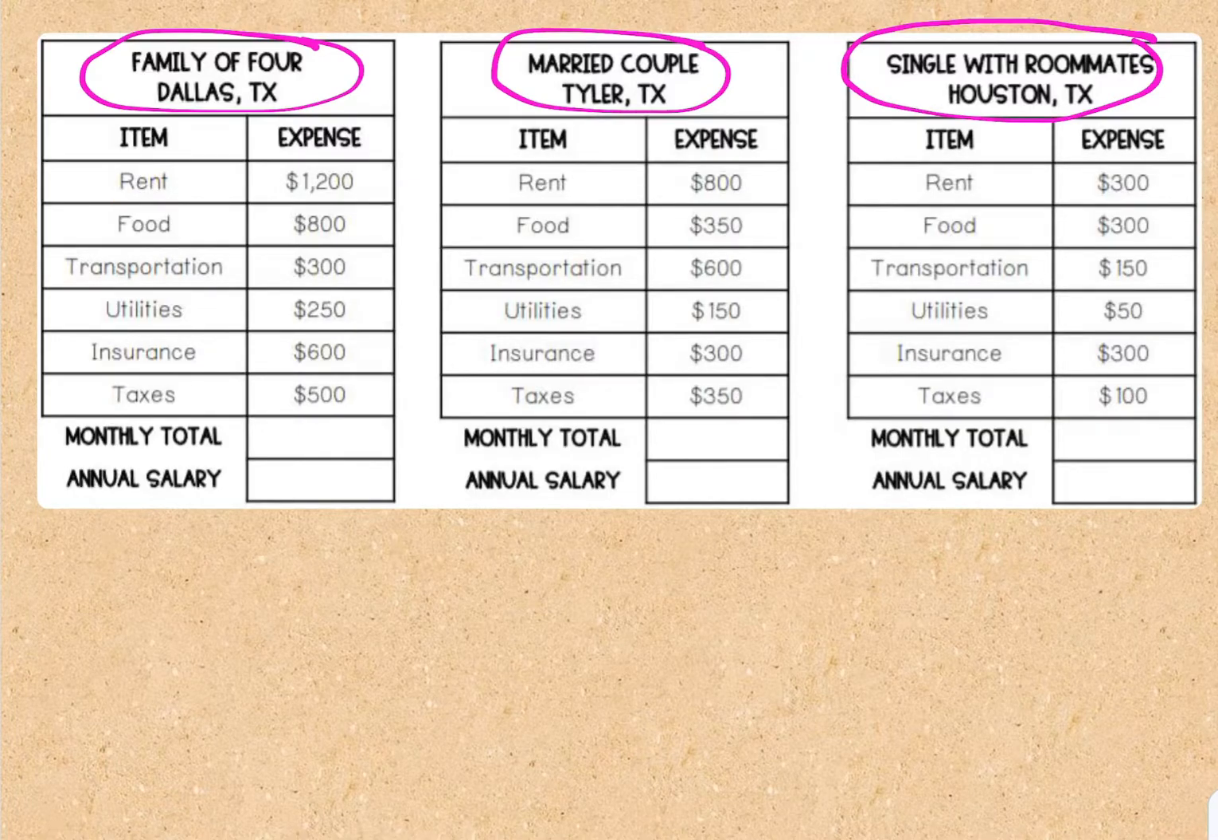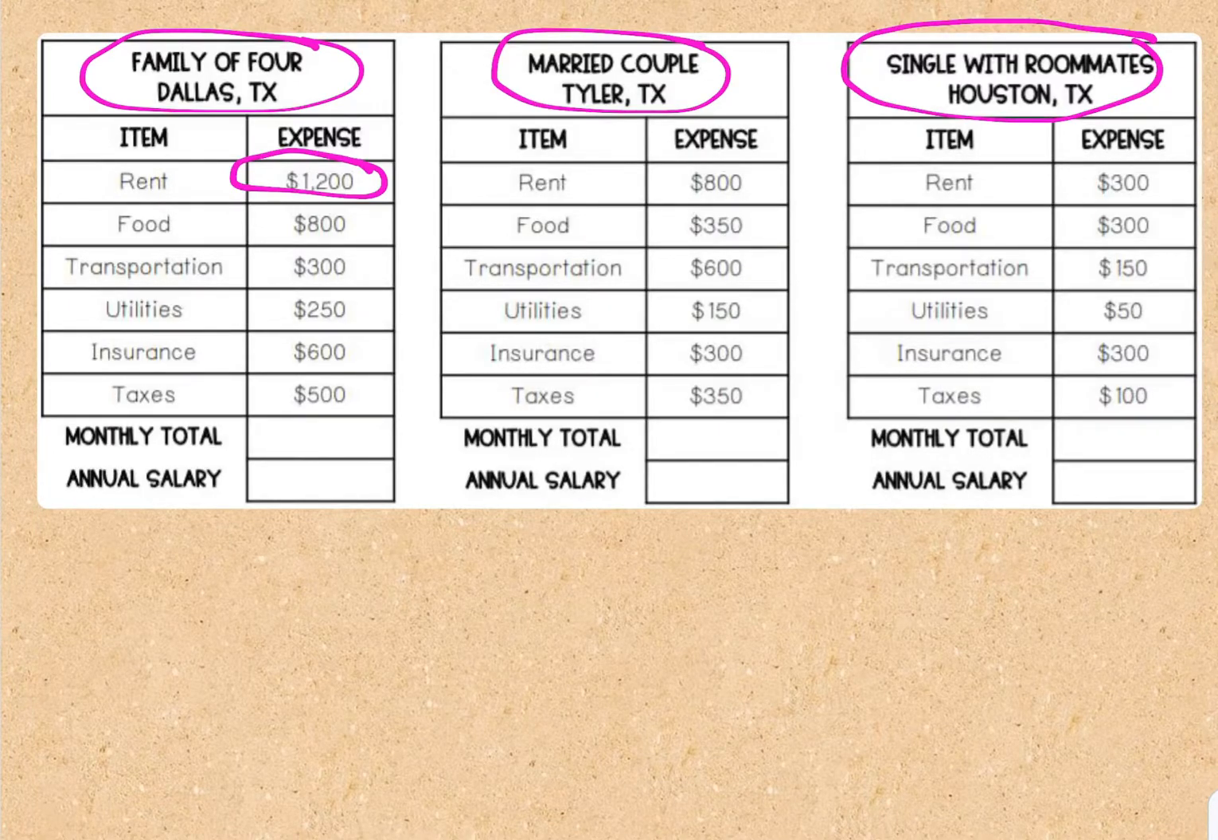Which household has the highest rent? The household that has the highest rent is Dallas, and that is $1,200. And that makes sense because it's a family of 4, okay?